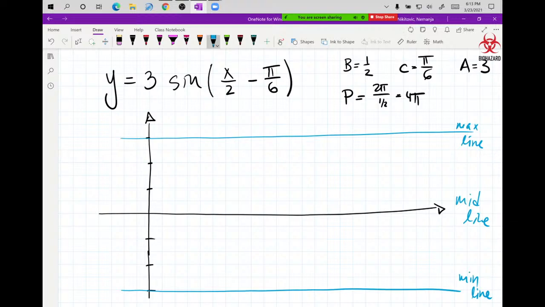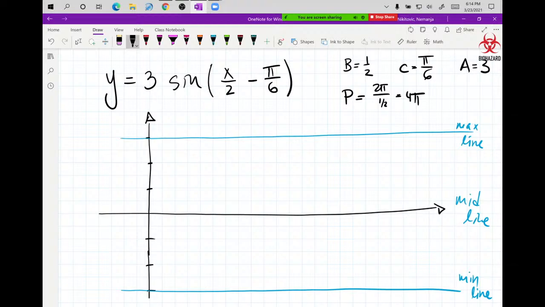So the only way to have your midline different than the x-axis is with D, right? D moves everything either up or down. That's the only way to be off of that line. And now you always write the midline is always what D is. In this case, D is equal to 0, right? Because it's not there. So that's our midline, y equals 0.